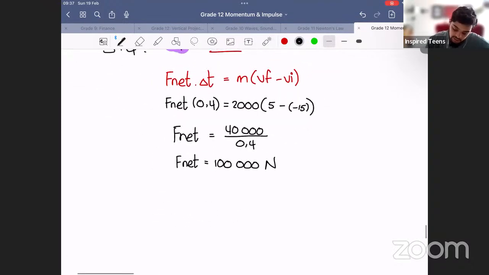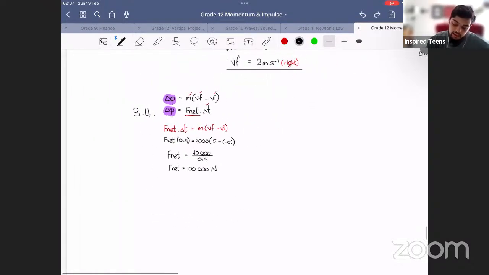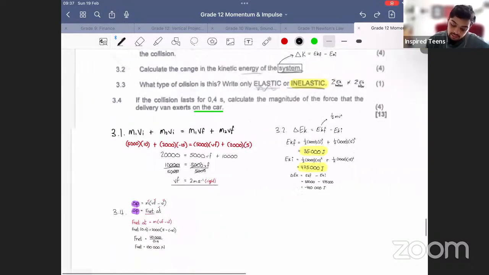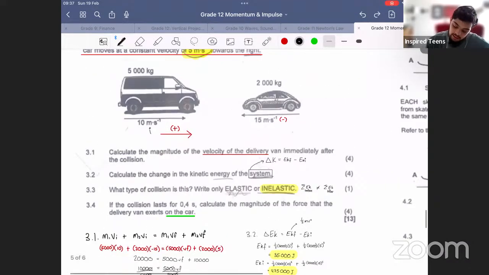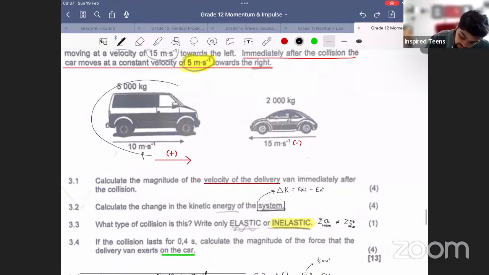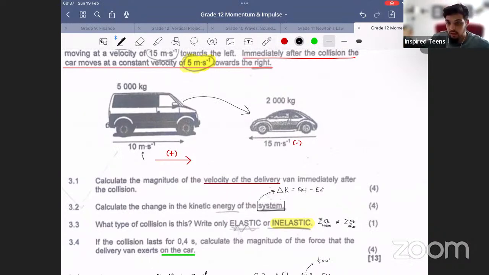Okay, since we got a positive answer, that means it's to the right direction. And that makes sense because, see, it says calculate the magnitude of the force that the delivery van exerts on the car. Delivery van on the car. The delivery van is traveling to the right and it knocks the car to the right.